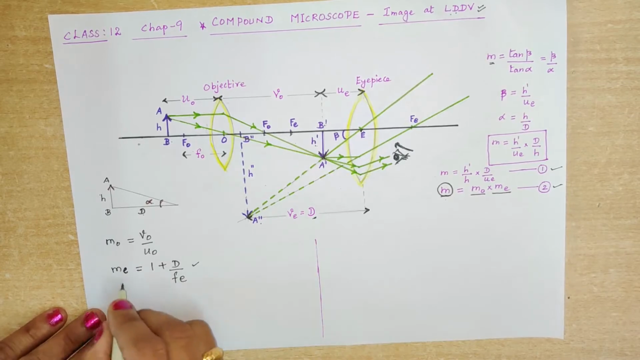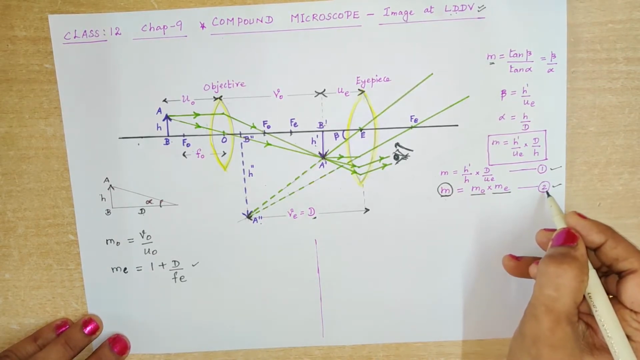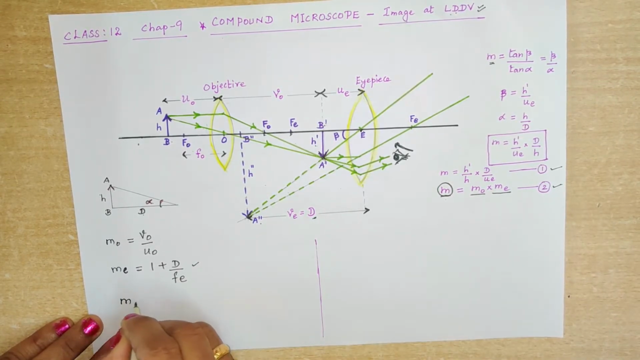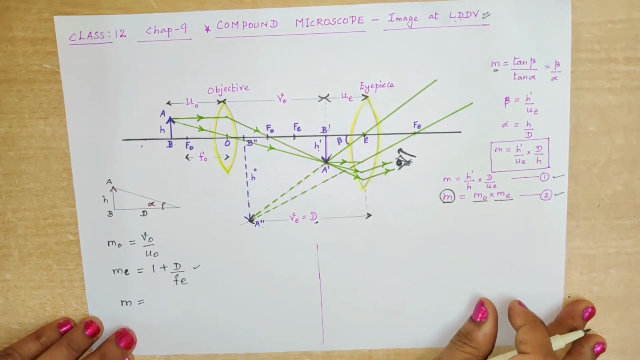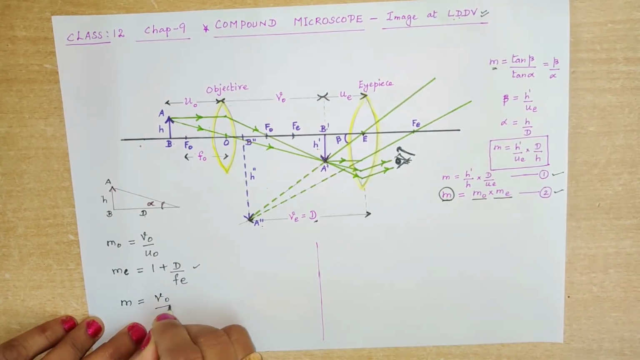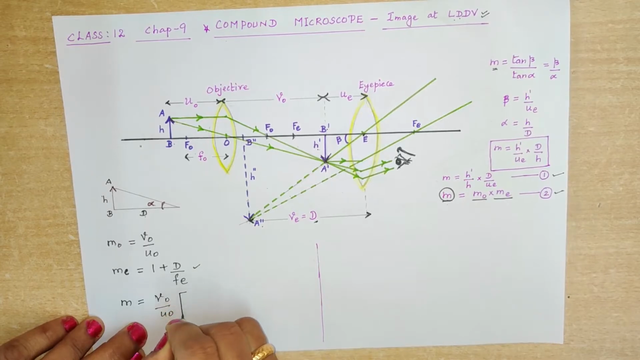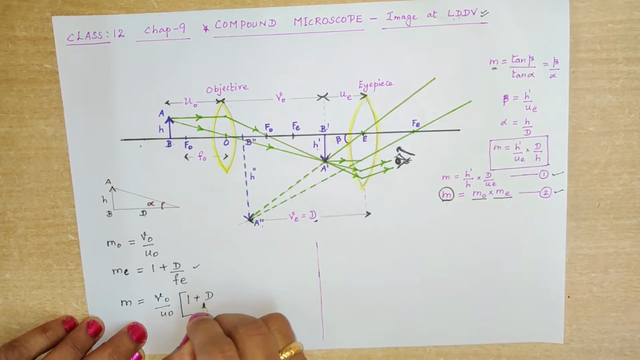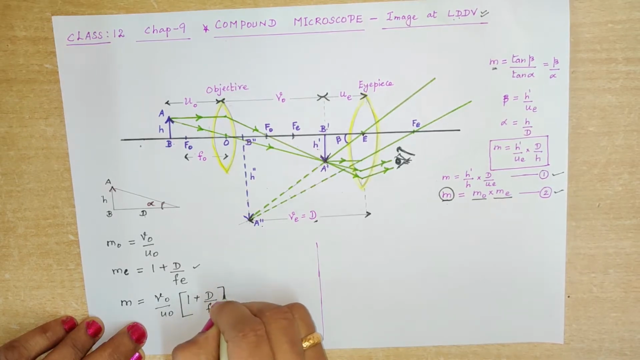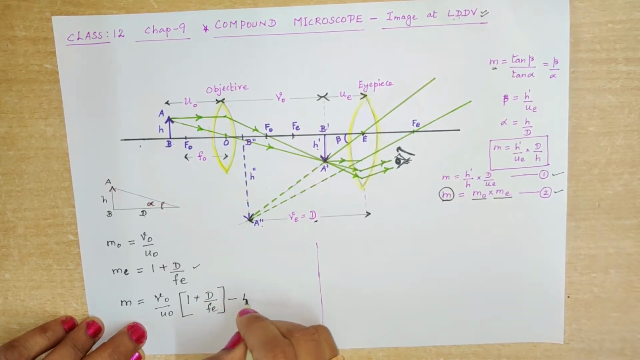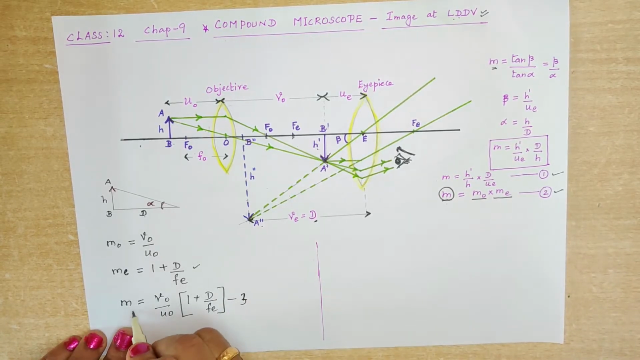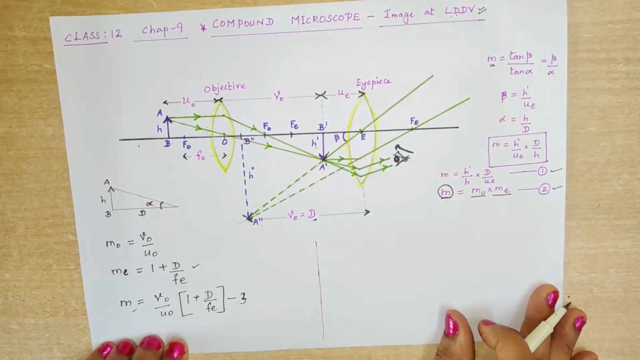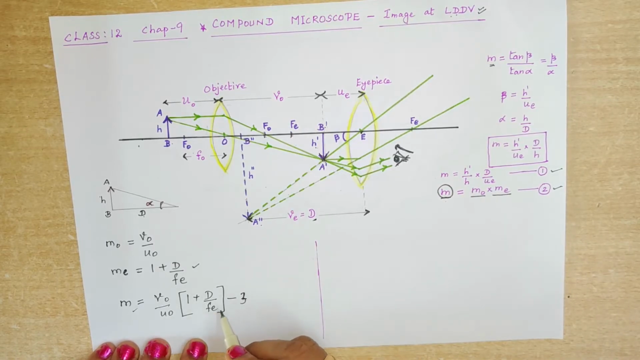Now when we are substituting these two equations in number 2, we will get M is equal to, we are writing here, this is VO by UO, substituted for MO, multiplied by 1 plus D upon FE. This is equation number 3. Okay, so this is the magnification. We also say that this is the magnification formula.